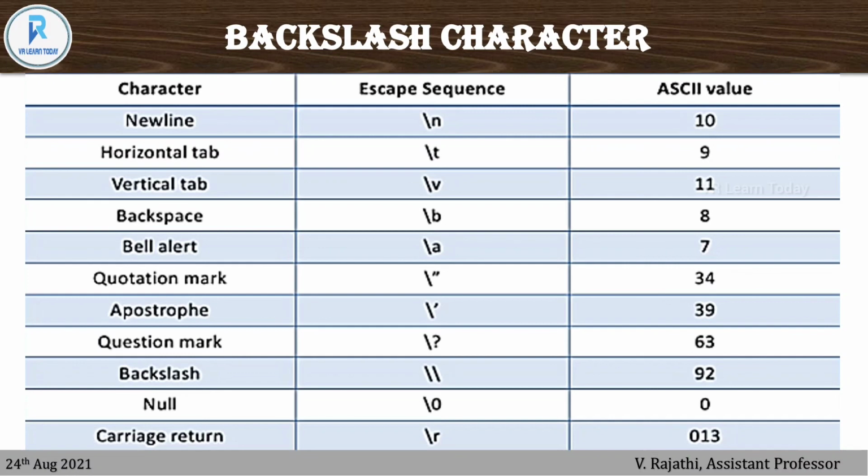So this is a null character. In every string the last character will be a null character, and finally carriage return is slash r. These are the corresponding ASCII values. So finally, mostly we use slash n and slash t in a program. These two are mostly used. Okay.